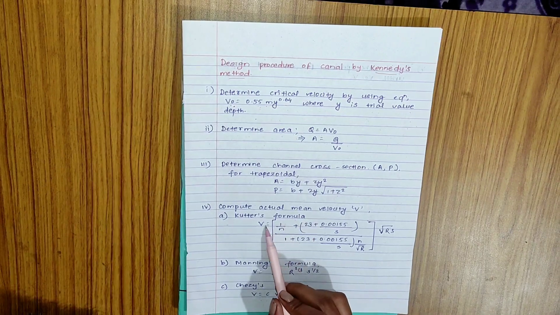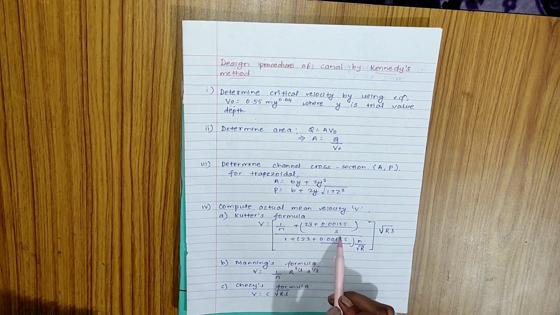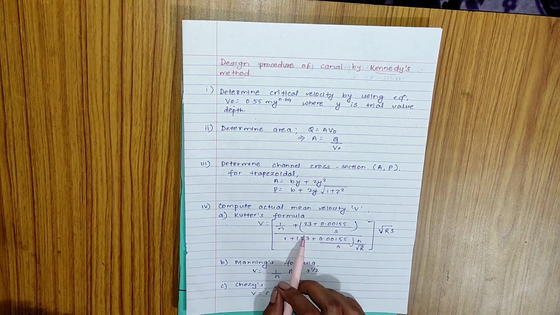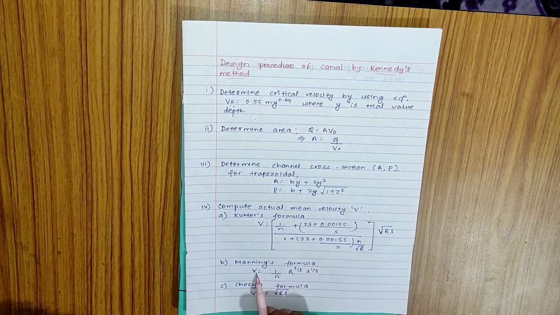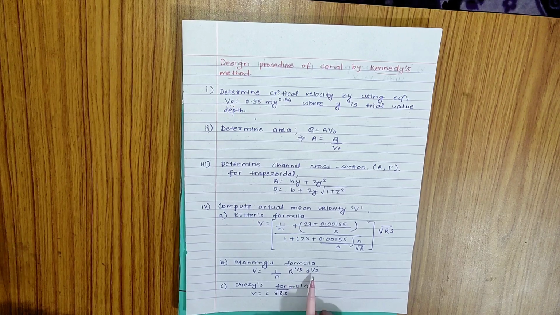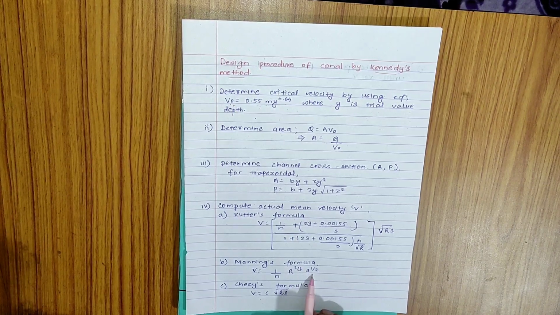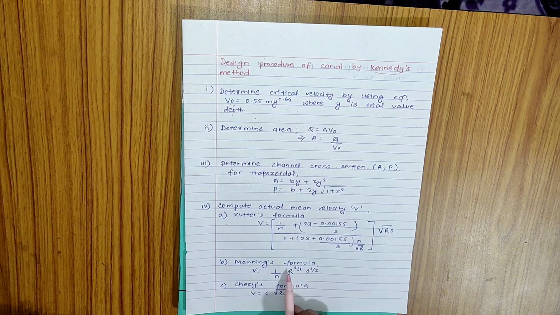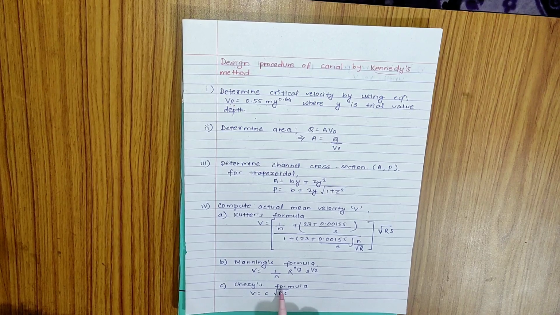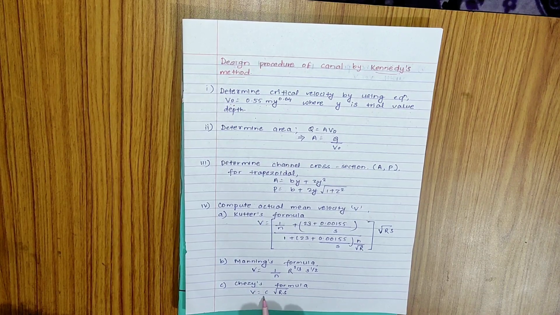In the Kutter formula, we have actual velocity equal to this formula, which we need to remember for the numerical part. Now from the Manning formula, we have mean velocity is equal to 1 by n, R power 2 by 3 and S power 1 by 2, where n is the rugosity coefficient, R is the hydraulic mean depth, and S is the bed slope. From Chezy's formula, we have V is equal to C root under RS, where C is Chezy's constant.